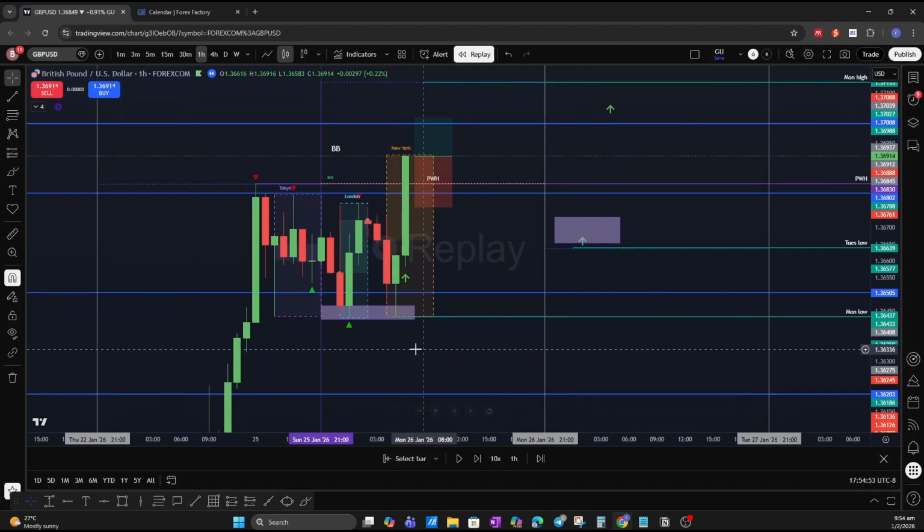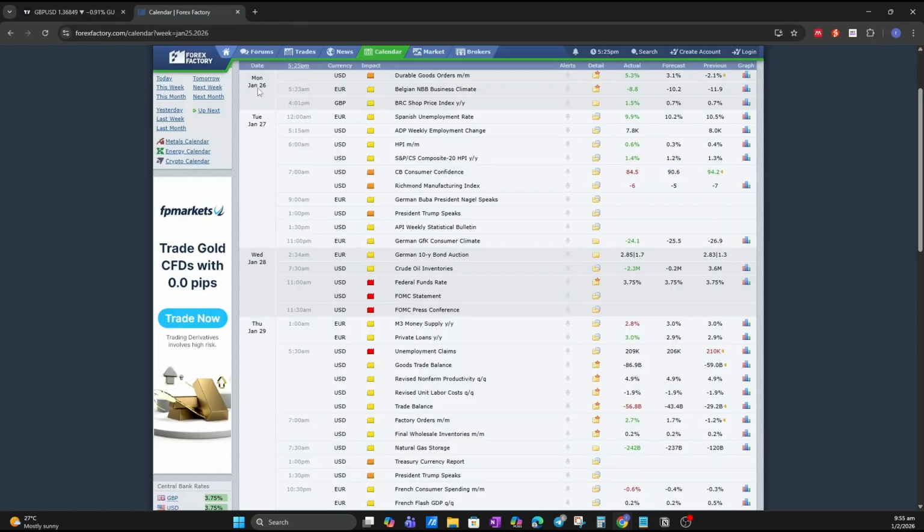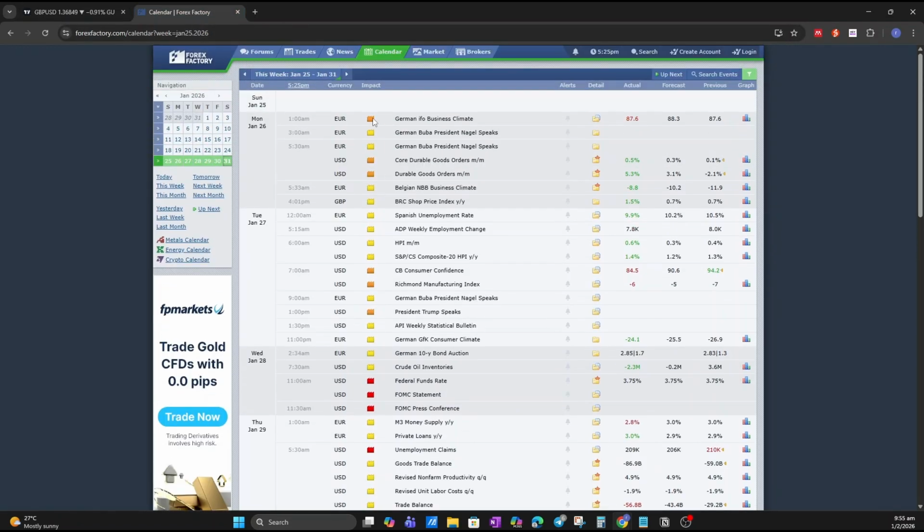Right, so firstly, we determine the bias. The bias based on my rules is buy. So I only look for buys. And then I go to the news calendar. 26 January, there is no high impact news. So high impact news are ones that are demarcated in red. So which means, okay, no news, I'm clear. Which means there's lesser volatility, okay?